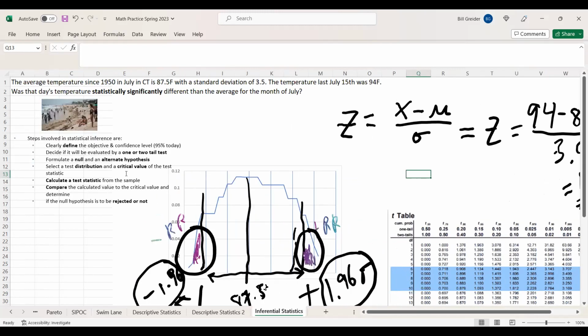And then after I calculate the test statistic, all I'm going to do is, based on what test distribution I pick, there's a table for every one of them. And all you've got to do is Google them. Google T-table, chi-square table, whatever the distribution is. And I'm going to basically go find out at a 95% confidence level what my goalposts are.